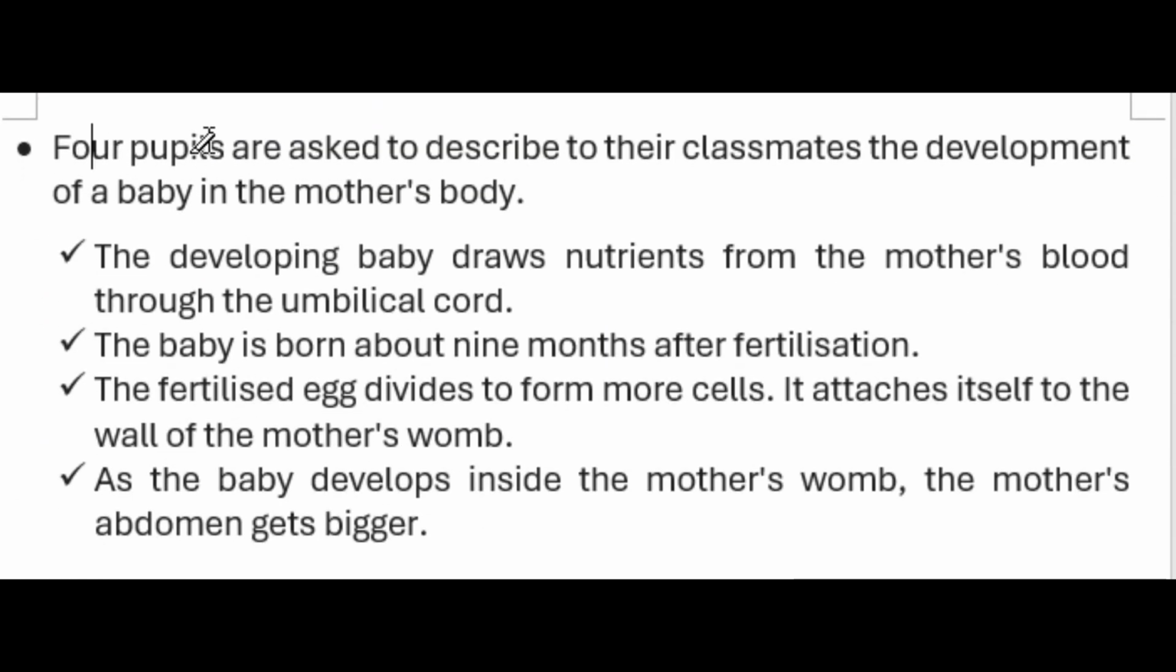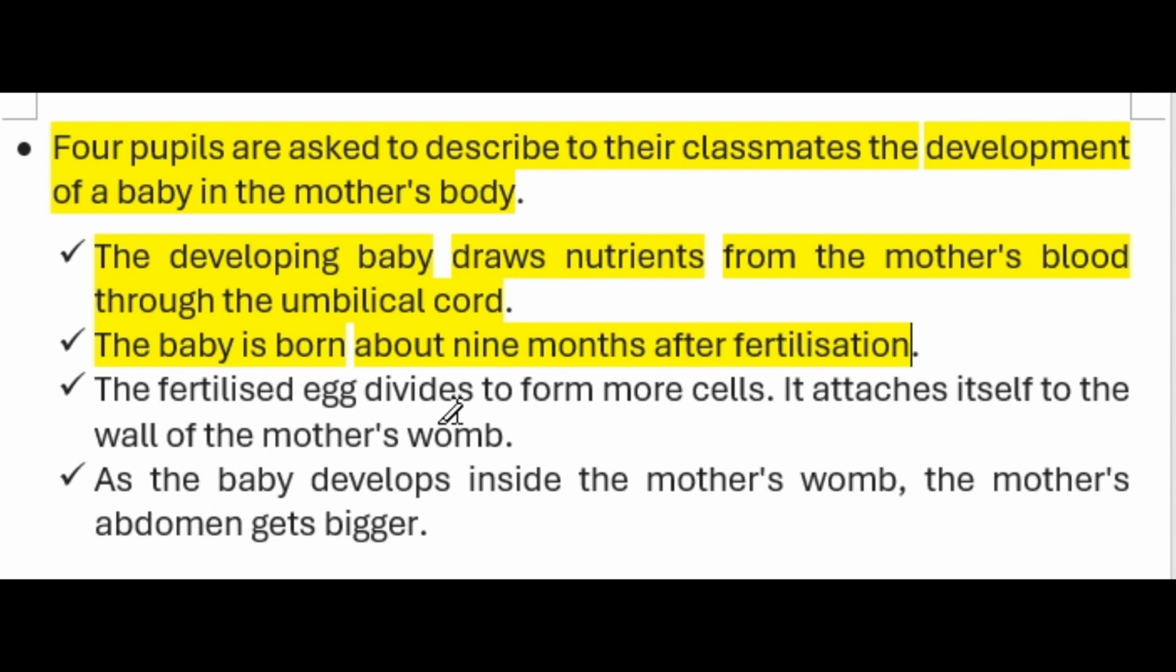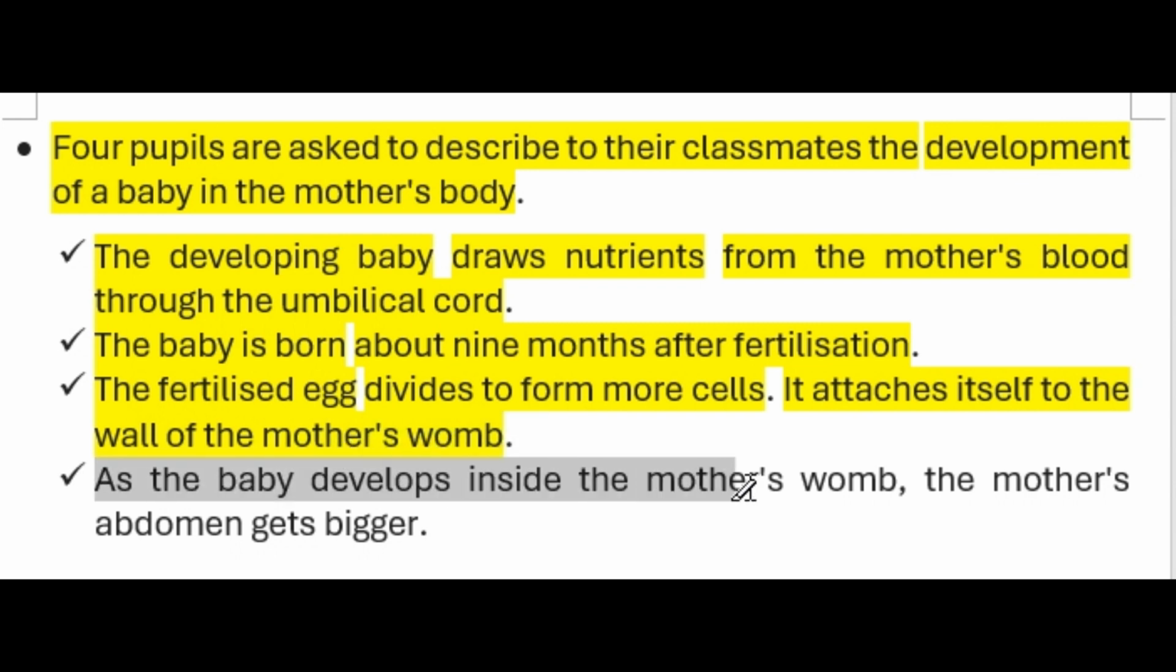Four pupils are asked to describe to their classmates the development of a baby in the mother's body. The developing baby draws nutrients from the mother's blood through the umbilical cord. The baby is born about 9 months after fertilization. The fertilized egg divides to form more cells. It attaches itself to the wall of the mother's womb. As the baby develops inside the mother's womb, the mother's abdomen gets bigger.